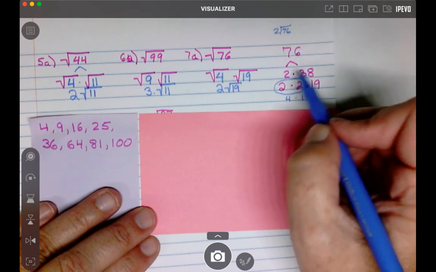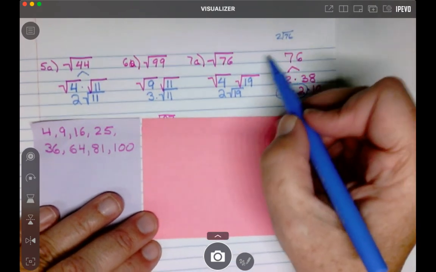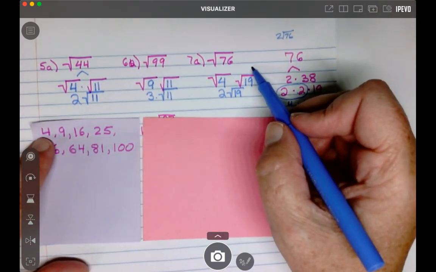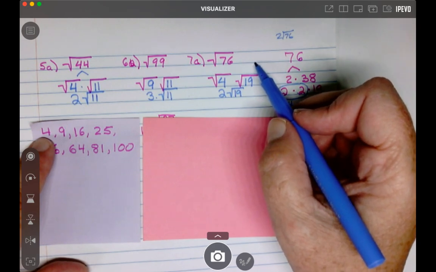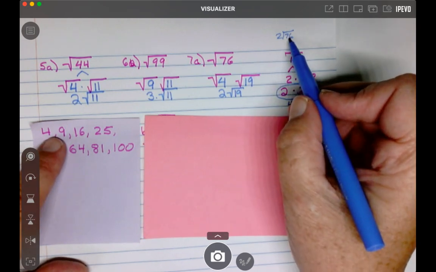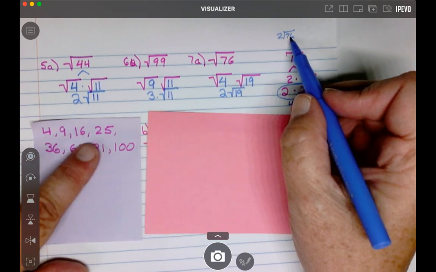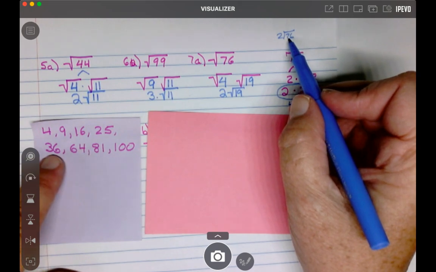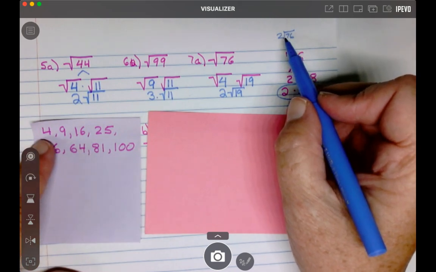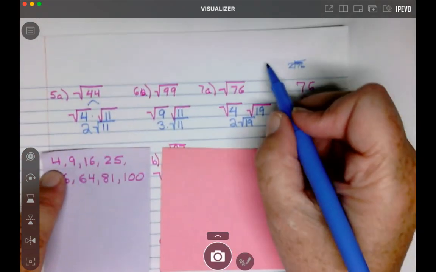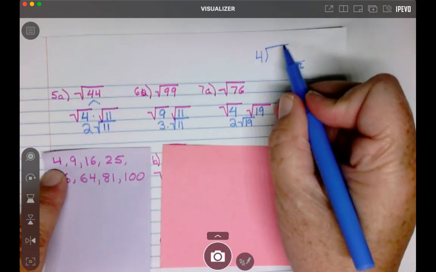Okay, the other thing you could have done instead of a factor tree, if you wanted, was say, I think 4 might go into 76. 9 isn't, because 7 plus 6 is 13, so that eliminates the 9. I don't know about 16. I know 25 doesn't work. I should know that 36 times 2 is 72, so that's not going to work. So if I wanted, I could have just divided 76 by 4.